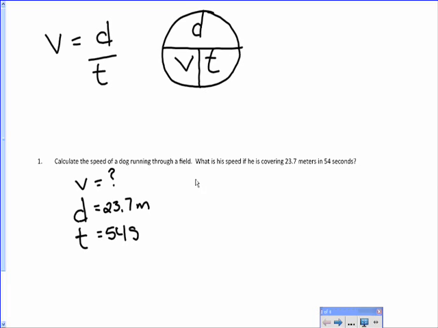Now, to solve, you always put the variable with the question mark down first. So v equals, and we can look up at our circle to know that it's d over t. So we put our formula in letters, and then we fill out our formula with the numbers. d equals 23.7 meters, and t equals 54 seconds. And so this is what you can then put in your calculator to calculate your answer.